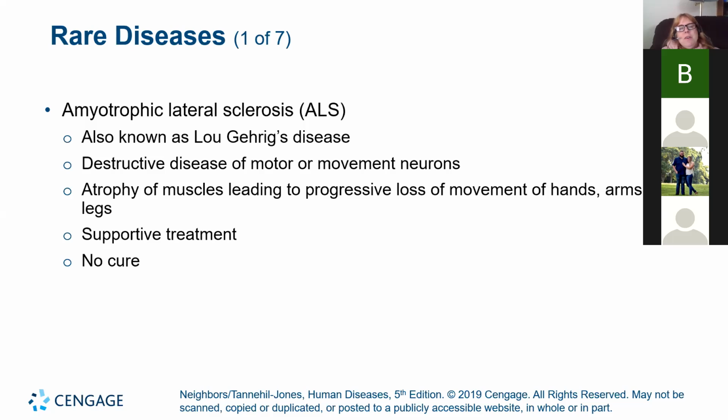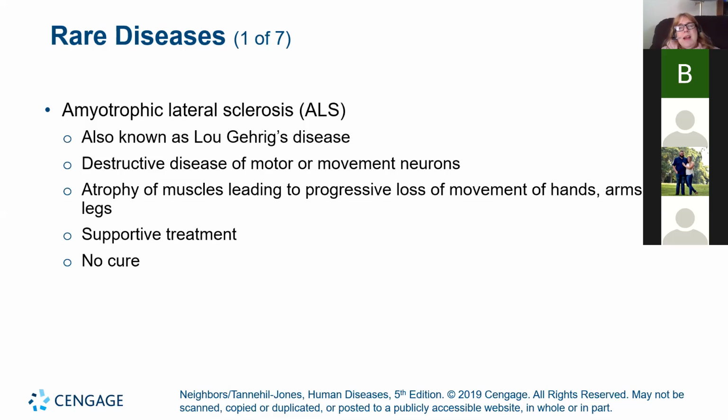The first rare disease is known as Lou Gehrig's disease. It's amyotrophic lateral sclerosis, okay? And this is a destructive disease of the motor or movement neurons. They just get destroyed. There's no treatment, there's no cure. All we can do is the supportive treatment.